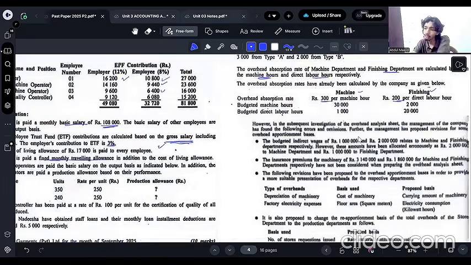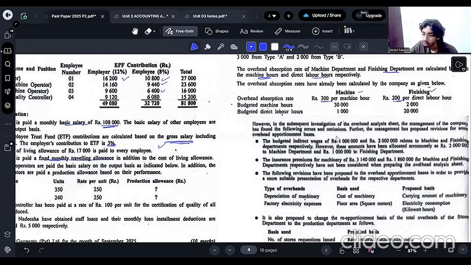However, in the subsequent investigation of the overhead analysis sheet, the management of the company has found the following errors and omissions. Further, the management has proposed revisions for some overhead absorption basis. They have made some errors, they have omitted certain overheads, and also the management has proposed to change the basis of apportioning their overhead for certain transactions.